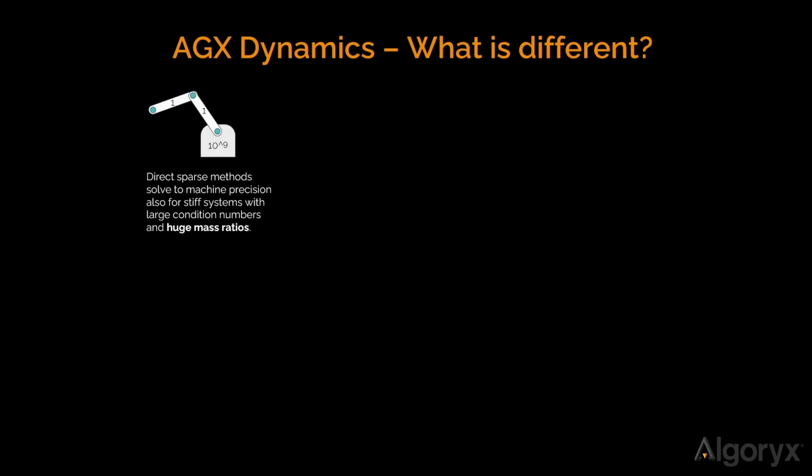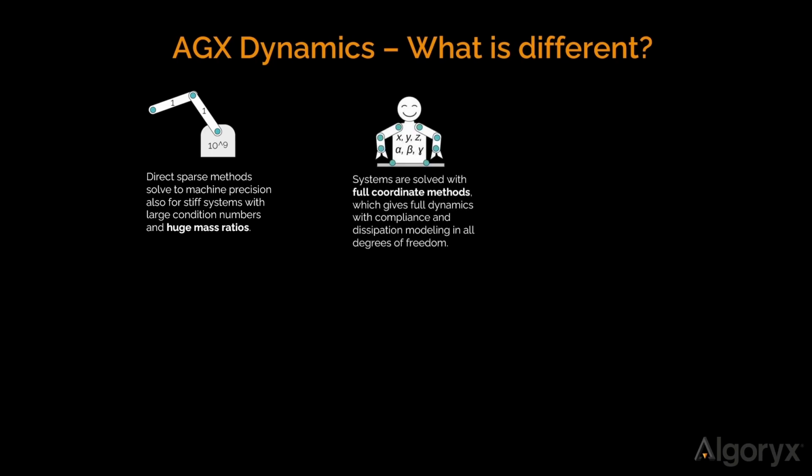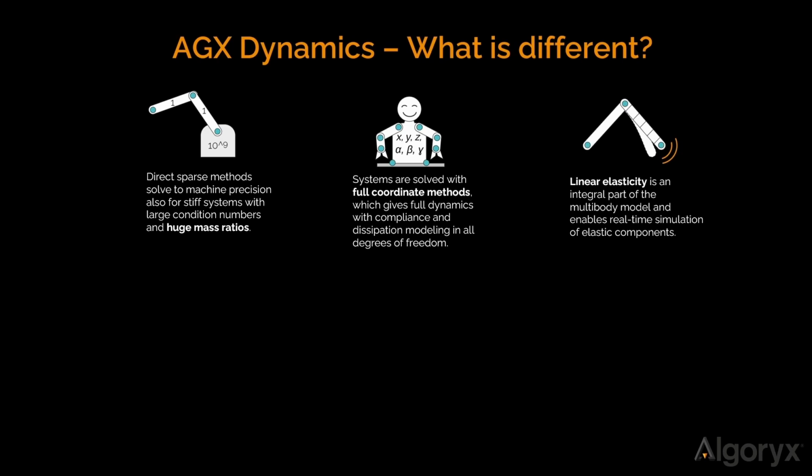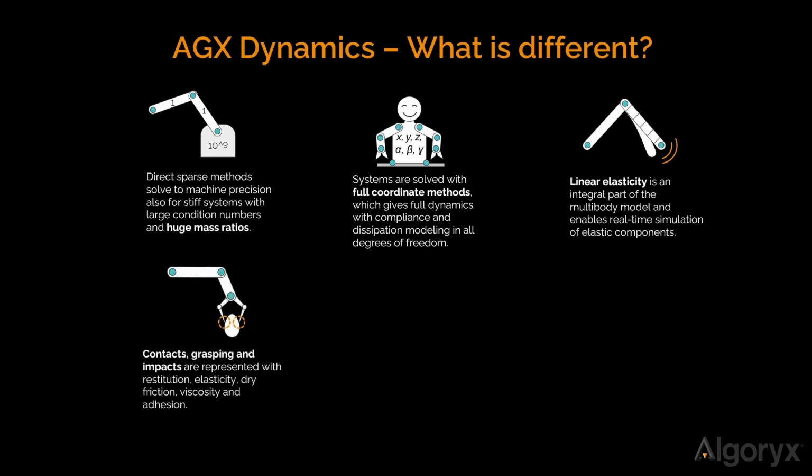AGX Dynamics has high precision direct solvers as well as fast scalable iterative contact solvers. Compared to other, for example, robotics simulation tools, AGX uses full coordinate system solvers that give you control and flexibility over your model. It can simulate deformable but still very stiff objects such as steel beams, large crane booms, and similar systems. And contacts are generated dynamically between complex geometries, including triangle meshes.